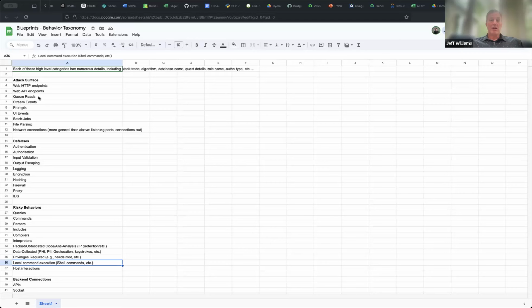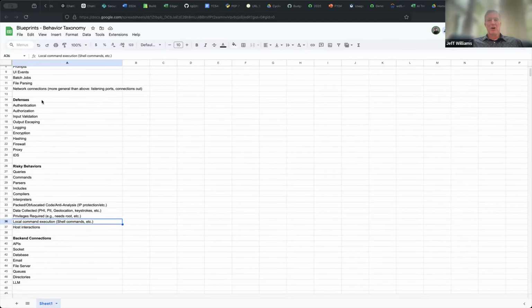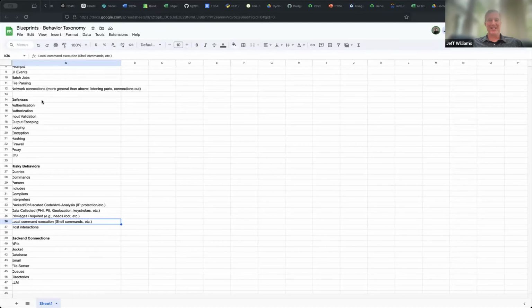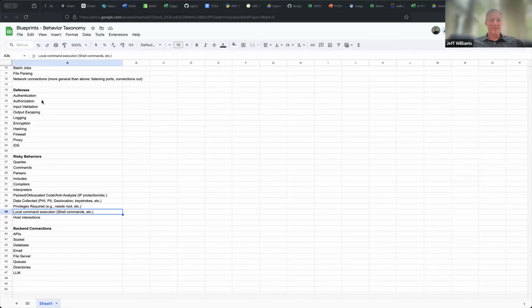But I don't really spend a lot of time thinking about other fields of endeavor, like where they might want a blueprint. This is just a security view.